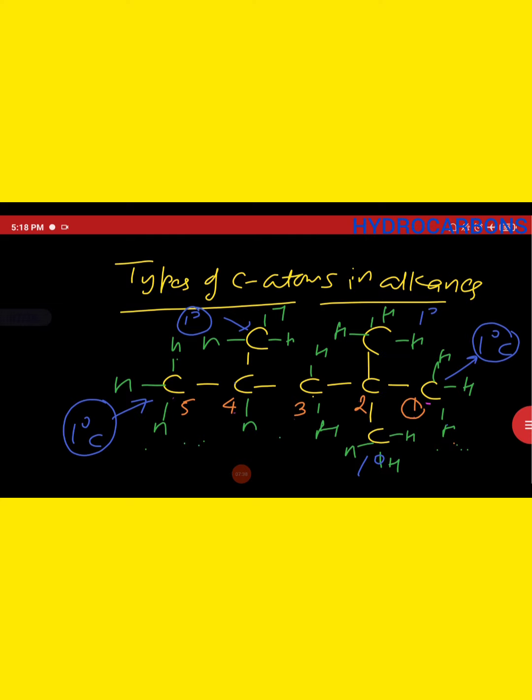Now let's have a look at the second carbon atom. It is directly attached with 1, 2, 3, 4 carbon atoms. So this is a 4 degree carbon atom or quaternary carbon atom. The third carbon atom is directly attached with the fourth and second carbon atoms, meaning 2 carbon atoms. So this carbon atom is a secondary carbon. Similarly, the fourth carbon atom is directly attached with 3 carbon atoms, so this is a tertiary carbon. In this way we can determine the type of carbon atoms in an alkane or any other hydrocarbon.